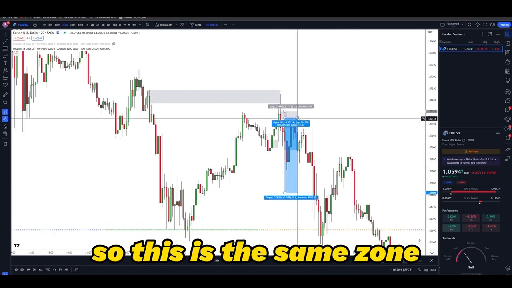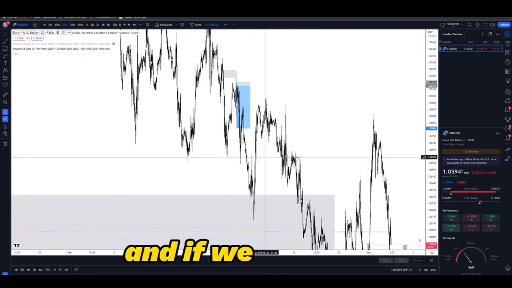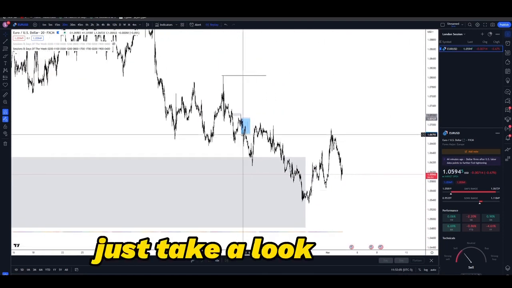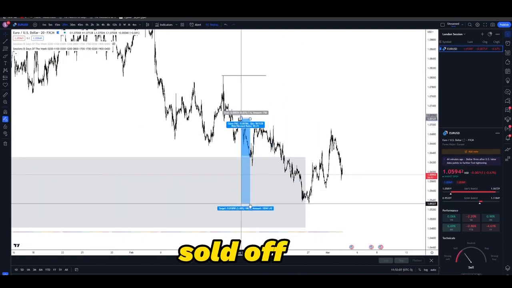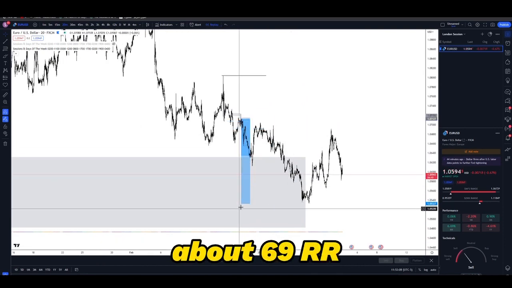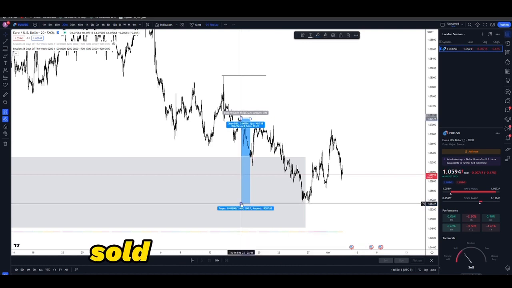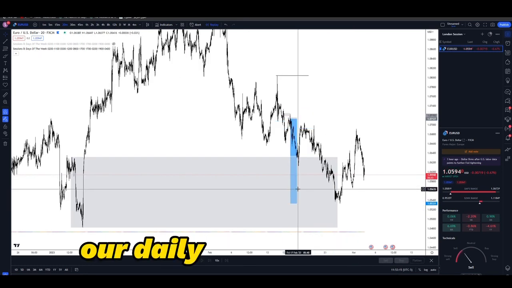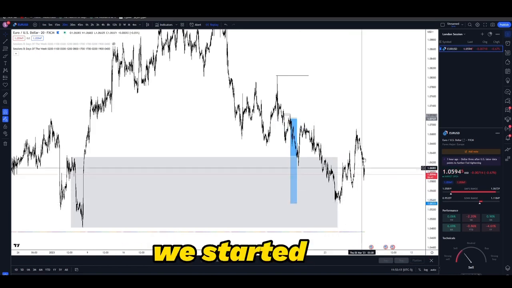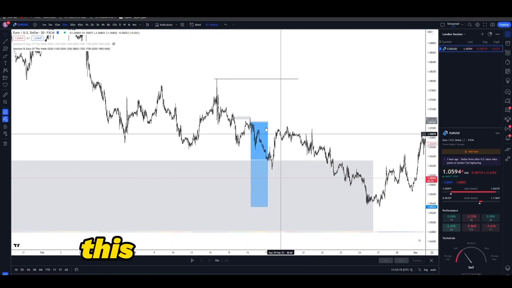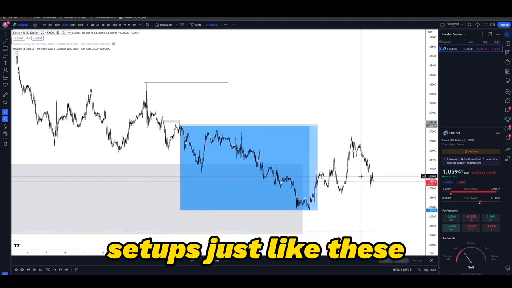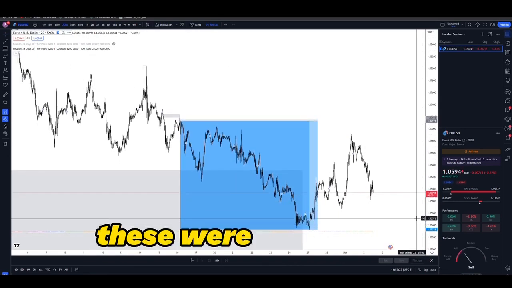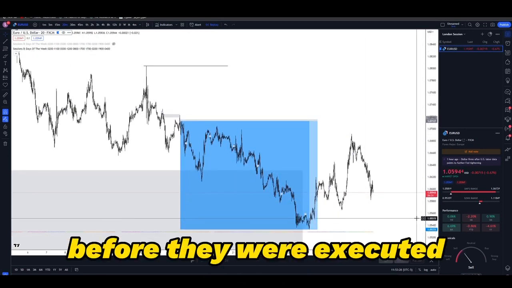So this is the same zone, as you guys can see, and if we zoom out, just take a look at that. We literally sold off for about 70 RR until the market finally reached our daily level of demand, and then from there we started our reversal. So this is how you can catch setups just like these, and as you guys all saw, these were sent to the Discord before they were executed.